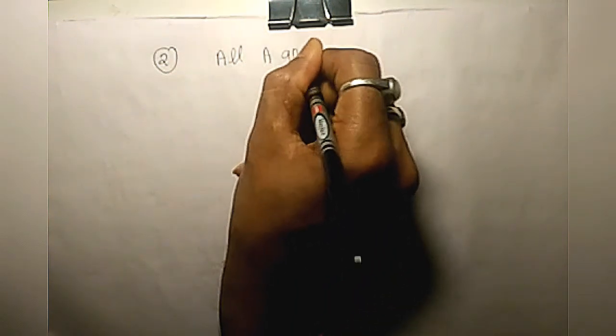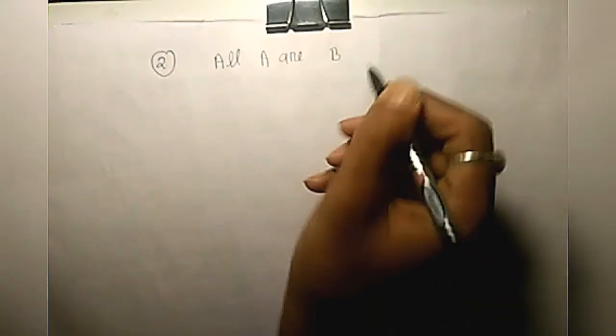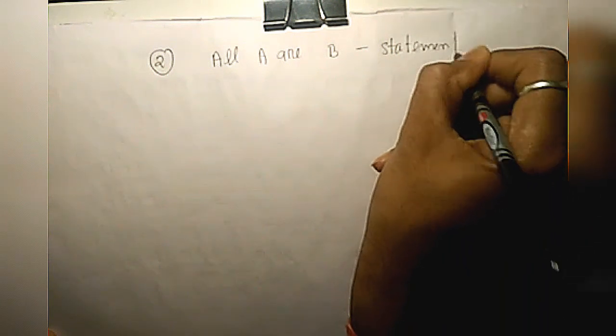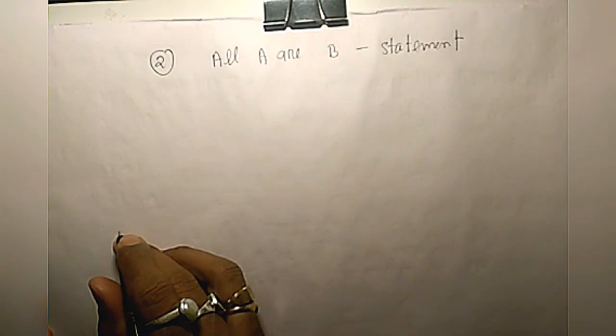So let's move to the next concept. Concept number 2: All A are B. You should know how to represent "all A are B." So this is the statement, and we should know how to represent it.